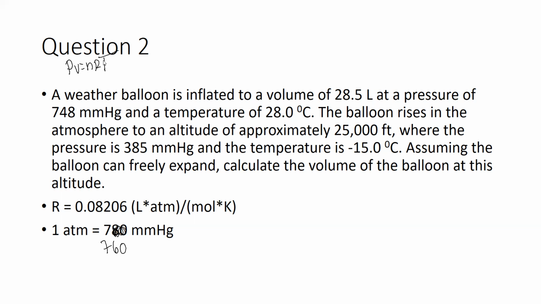So to convert from Celsius to Kelvin, it is Kelvin equals Celsius plus 273.15.